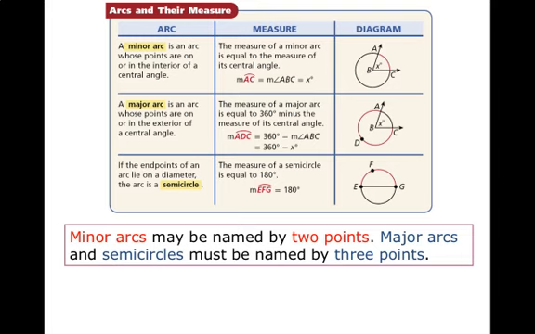We have different types of arcs within circles. We have a minor arc, which is less than 180 degrees, and it's also congruent to its central angle. We name minor arcs with 2 points. A major arc is an arc that is more than 180 degrees, but less than 360. Notice how you can find the measure of a major arc by doing 360 and subtracting out the central angle. We name major arcs using 3 points. A semicircle is equal to 180 degrees. We also name semicircles with 3 points.